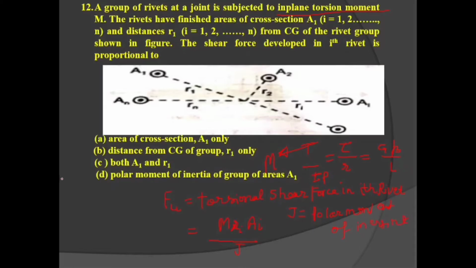so we can say that it is inversely proportional to the polar moment of inertia of the group of areas, because polar moment of inertia IP is equal to the algebraic sum of Ai Ri squared, that is equal to the polar moment of inertia, or J. J is sometimes also called the IP value, that is the polar moment of inertia.